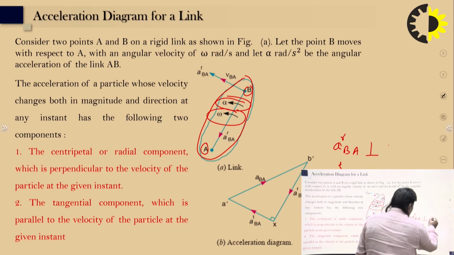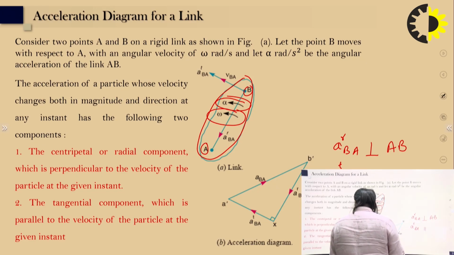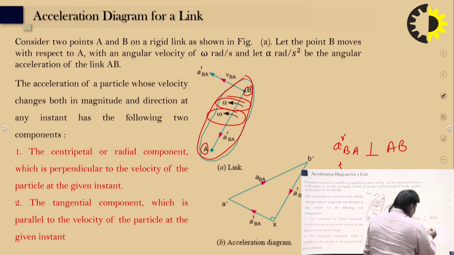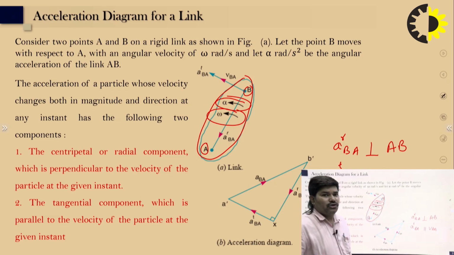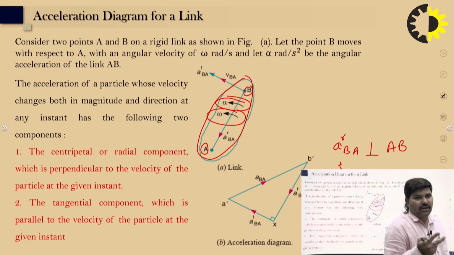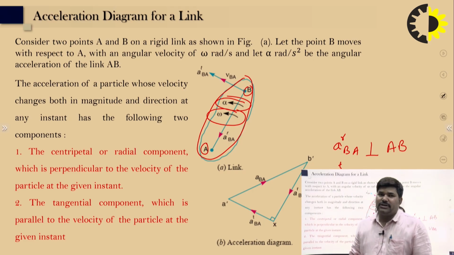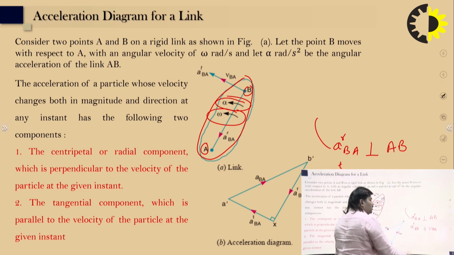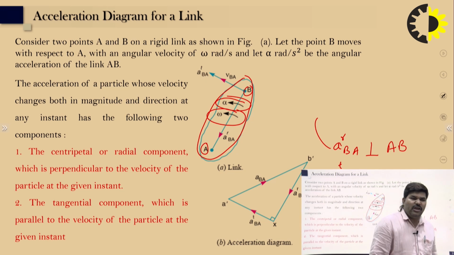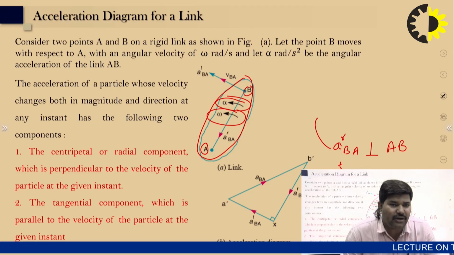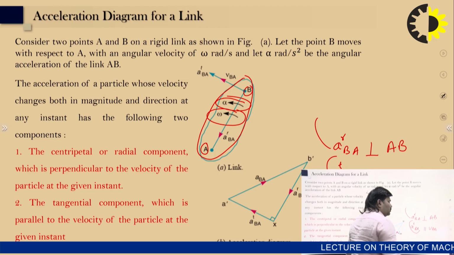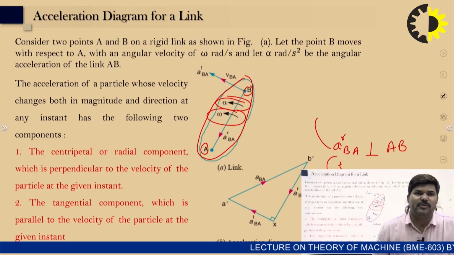The radial component of B with respect to A is perpendicular to the link AB, and the tangential component is parallel to the velocity of B with respect to A. So always remember that two components are generated: the radial component, which is perpendicular to the link AB, and the tangential component, which is parallel to the velocity of B with respect to A.